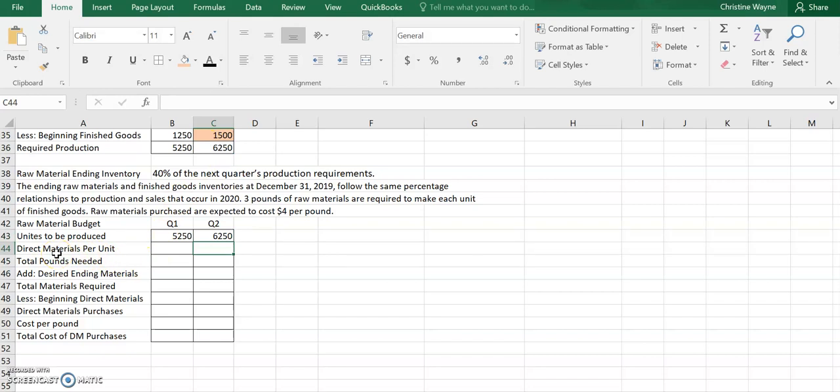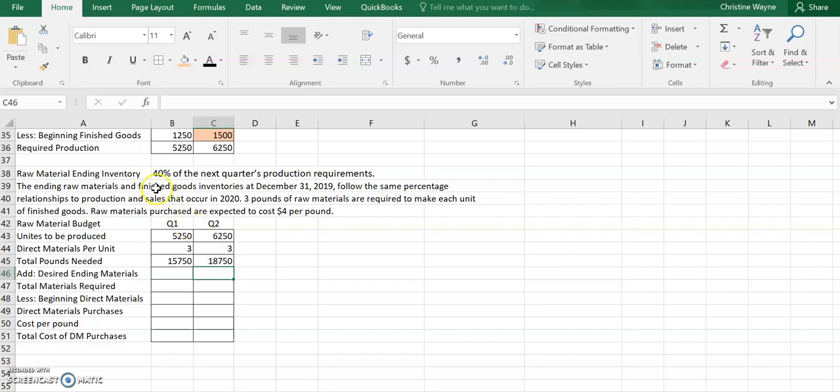Now I need to know how many direct material units it takes to make whatever unit I'm producing. Here it's telling me I need 3 pounds of raw materials. So in order to change from units to materials, I need to multiply by 3. So now I know how many pounds are required to make what I am expected to make. But remember, I want to have a little extra in case I mess up.